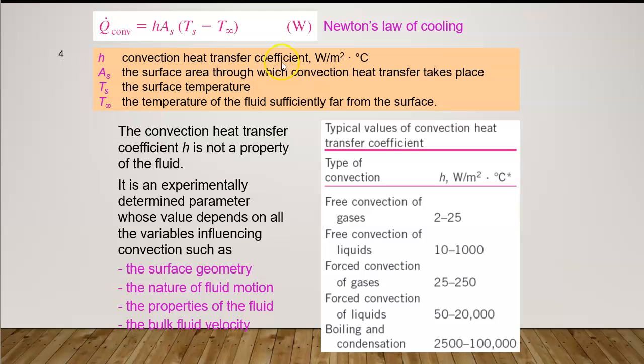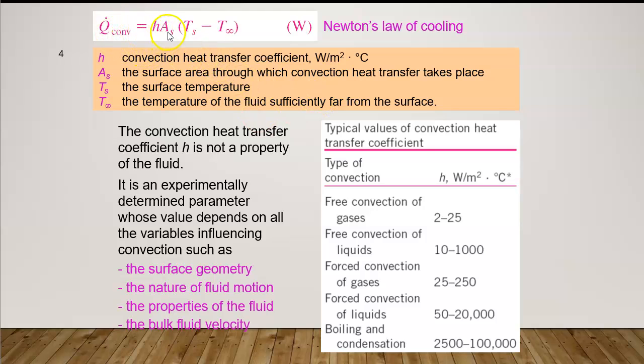Then here is the formula. You need to remember this one. We call it Newton's law of cooling. Why Newton's law of cooling? Because Newton made this formula. So Q dot convection means heat per second, joule per second. Joule per second is Q dot, or we call it watt, W. W is joule per second.